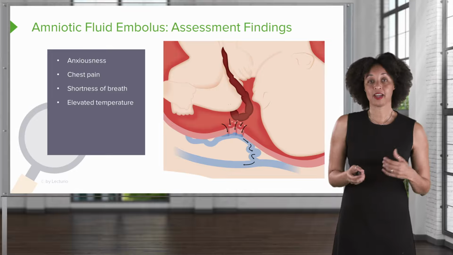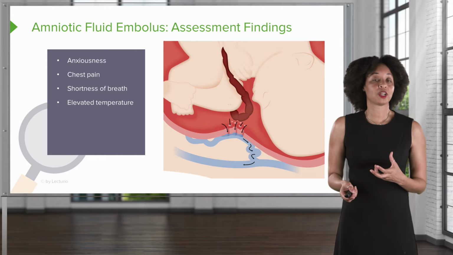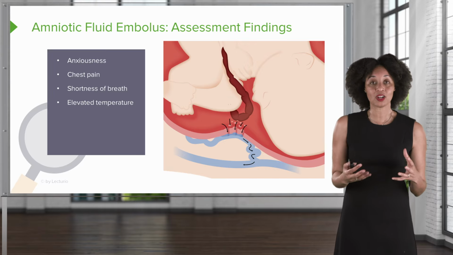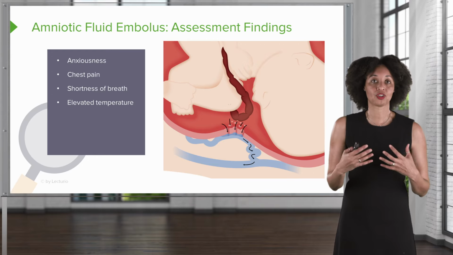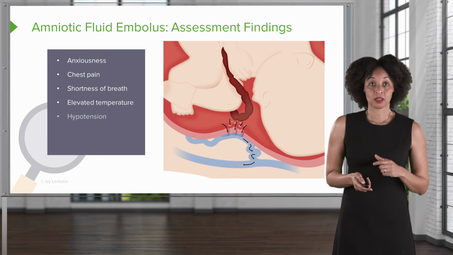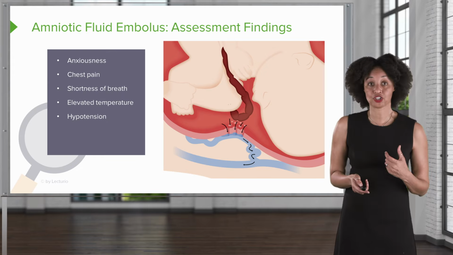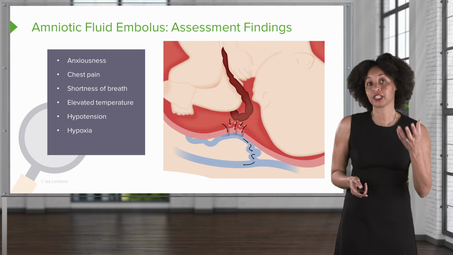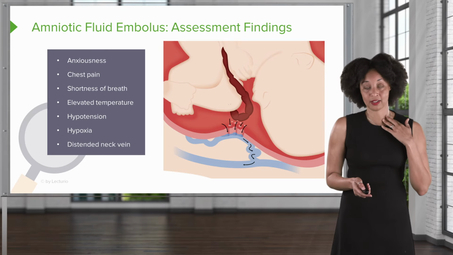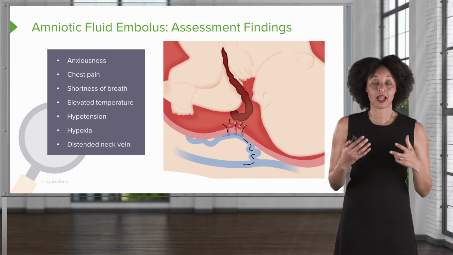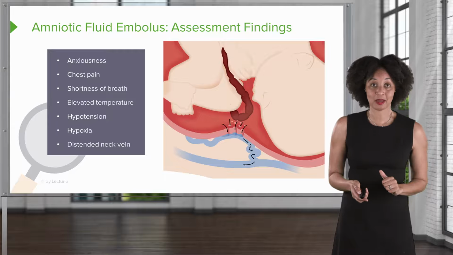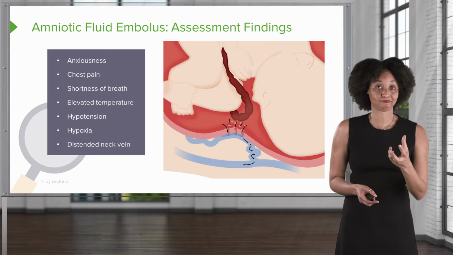They may have an elevated temperature. So it may be a situation where the temperature has been normal the entire day or postpartum, and then all of a sudden the temperature spikes to 102, 103 without any other explanation, and that may be your clue. Maybe hypotension as they begin to go into shock, or hypoxia and you notice a decrease in the oxygen saturation. They may experience distended neck veins, and that again may be an indicator that oxygen flow is not ideal and we have a blockage from the amniotic fluid embolism and from the anaphylactic reaction.